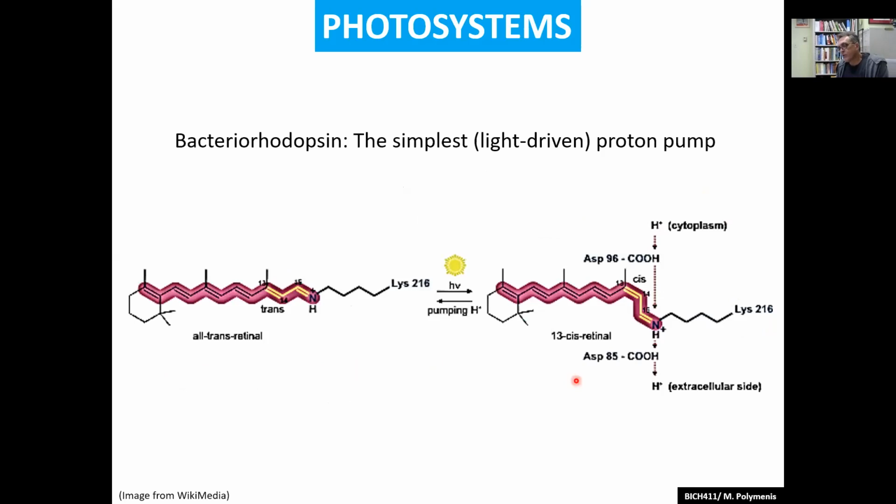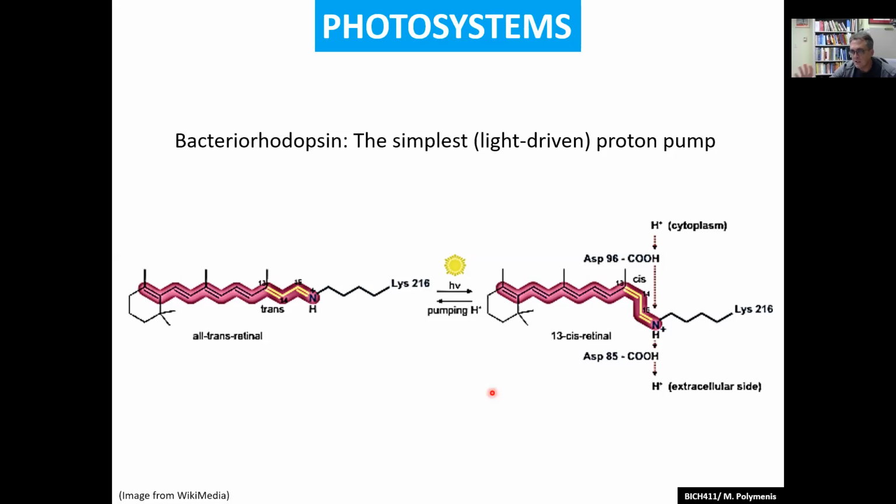Finally, we're going to close with photosystems, with actually my favorite, because it's really the simplest, most beautiful thing, and illustrates the whole point. You don't need any complex stuff. So here the reactive compound is retinal, right? And of course, we're talking about bacterial rhodopsin. It's the simplest light-driven proton pump.